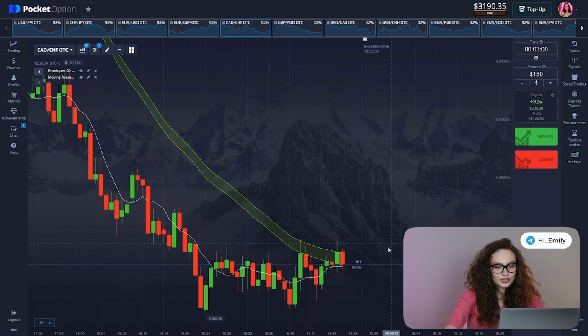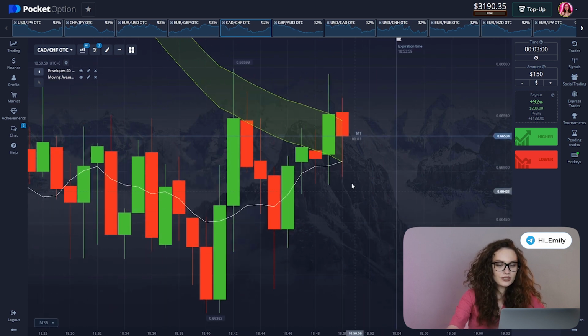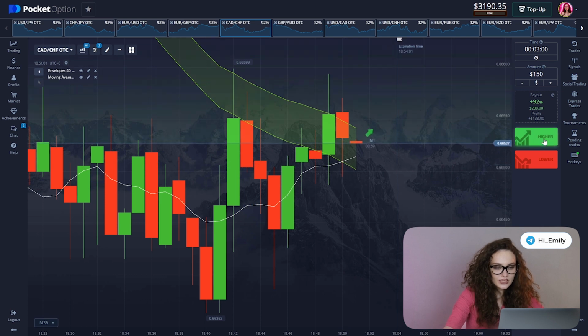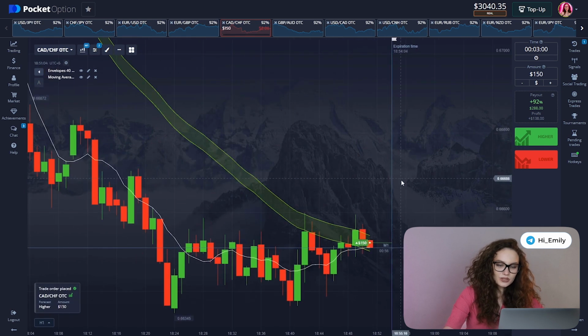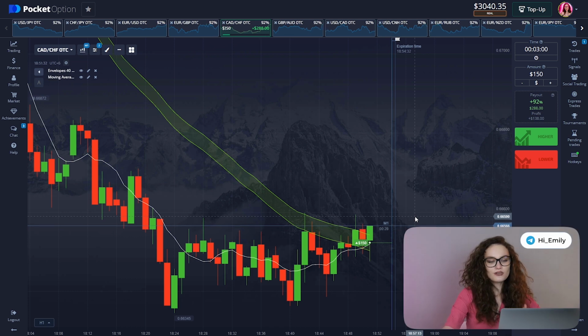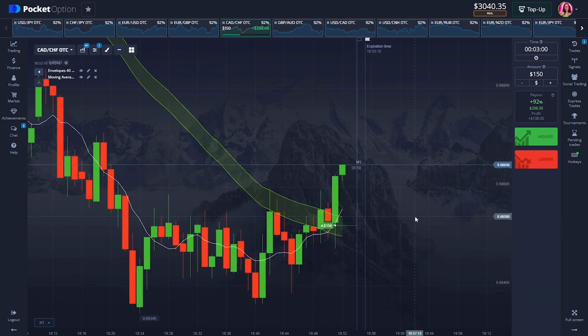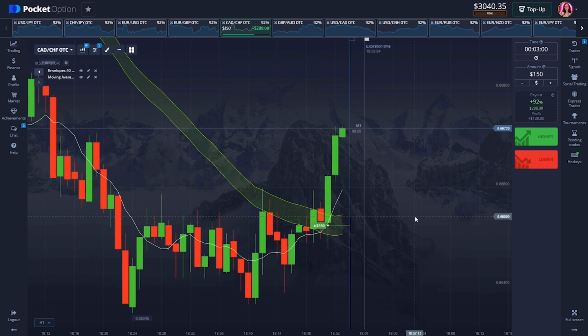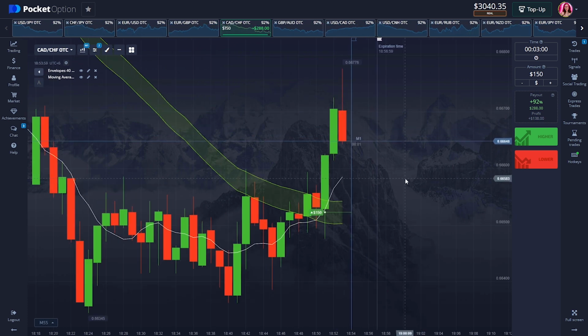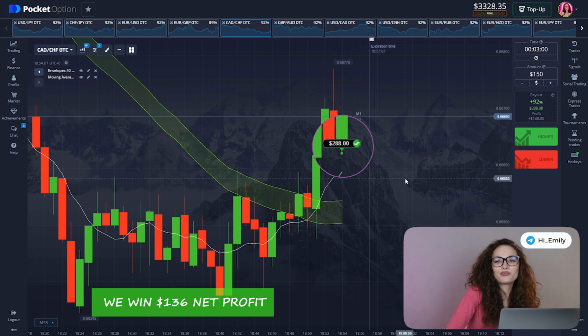Found the first situation, waiting for the candle to close. Moving average crossed the bottom line of envelopes, so I open a trade up. Wasn't the best entry point for us. But so far everything looks good. The candle flies up, it remains just to wait for the trade to close. And we have a confident win and $138 net on balance.